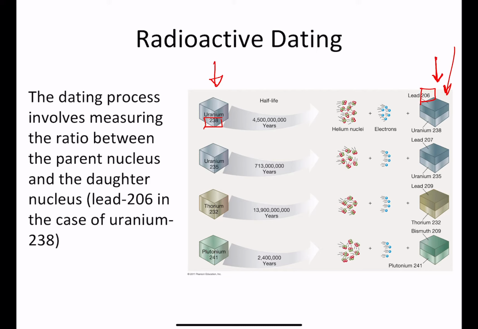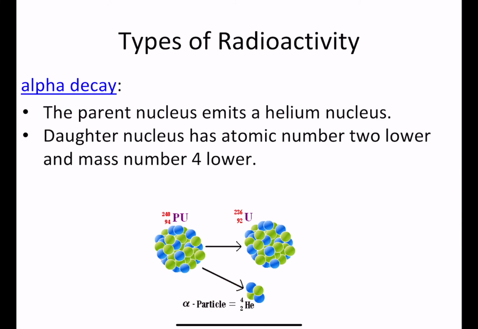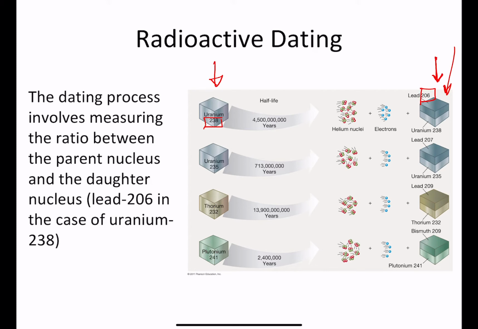So you just want to find out how much daughter element is there. Daughter is the decay result when the nucleus transforms. The resulting nucleus is called the daughter. So how much of it is daughter and how much of it is parent? Parent is the original nucleus. So here lead would be the daughter and uranium would be the parent.